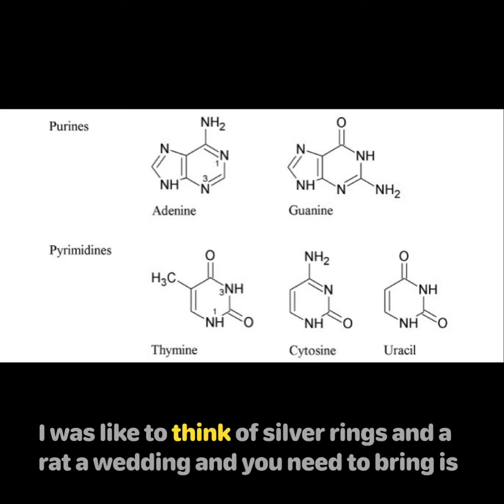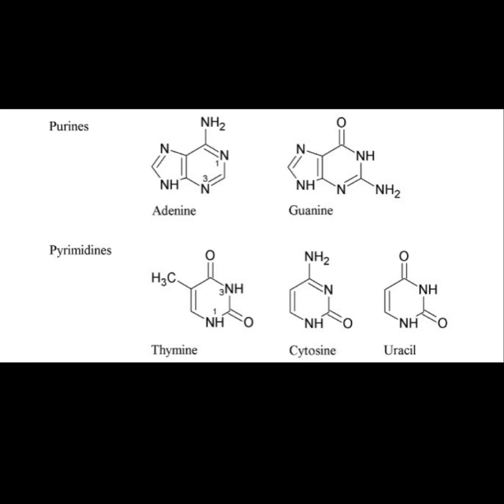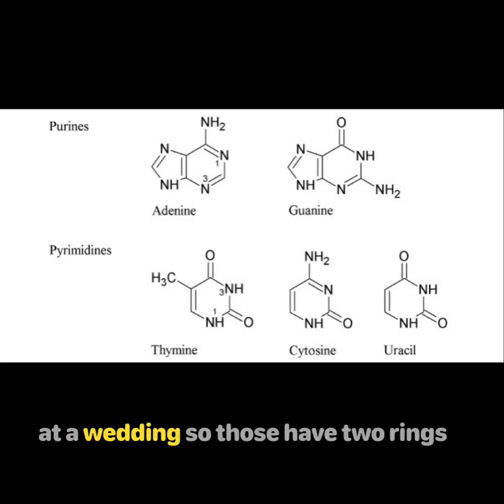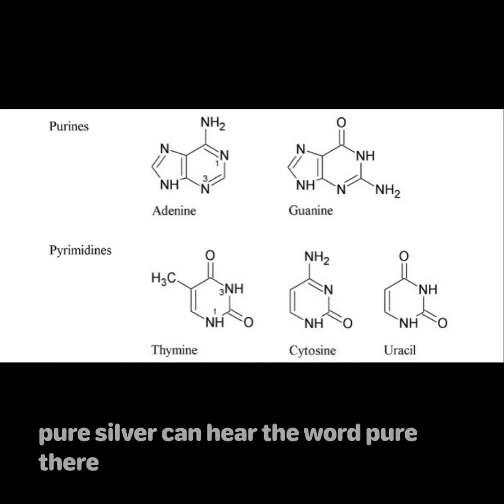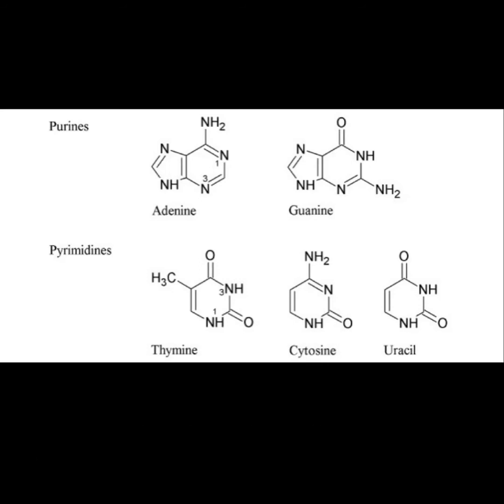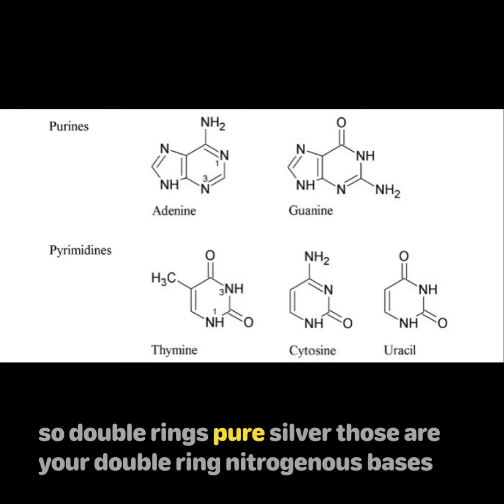I always like to think of silver rings in a wedding, and you need 2 rings usually at a wedding. So those have 2 rings. To remember that: purine, pure silver, you can hear the word pure there, and you need 2 rings to get married. So double rings, pure silver, those are your double-ringed nitrogenous bases.